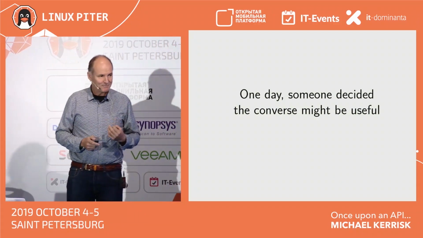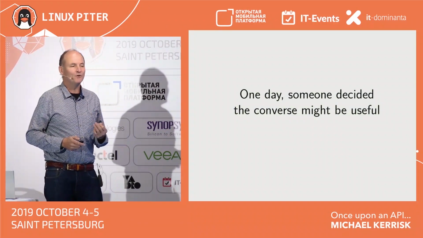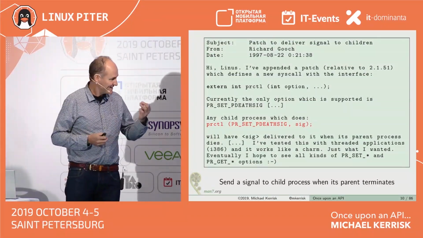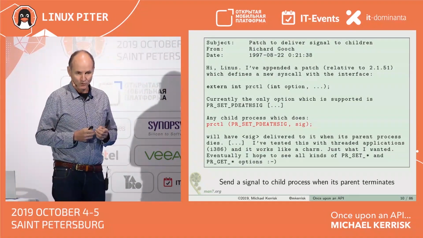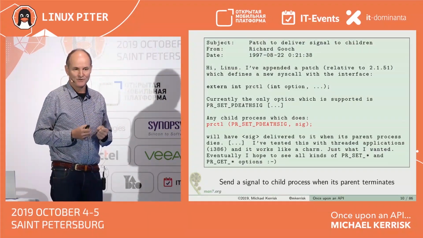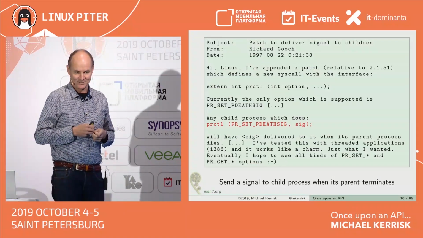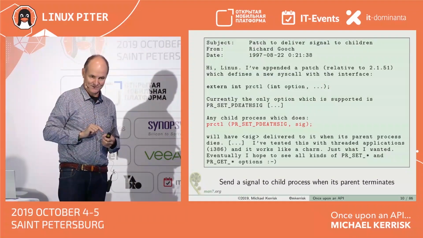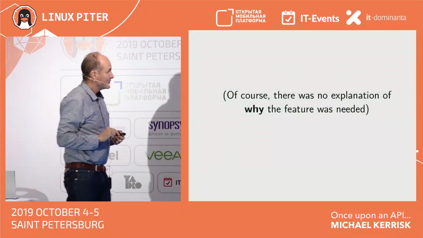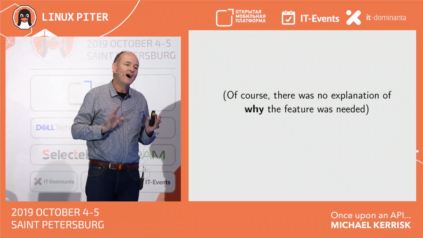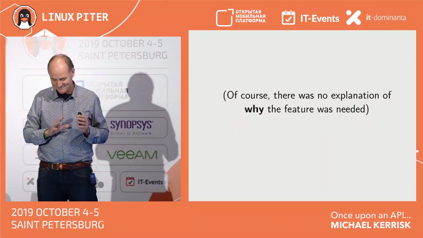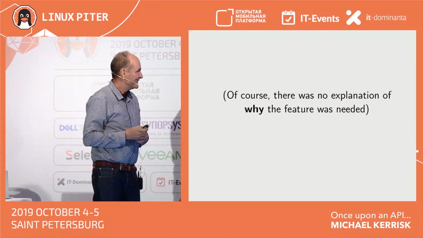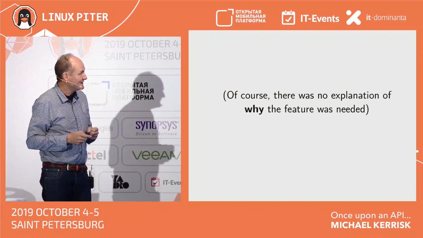One day on Linux, someone decided it would be useful to have the converse, and an email message was sent to Linus on the list saying, look, I'd like to add this feature: a new system call called prctl, where you could set something called the parent death signal. The idea was that when the parent process terminated, the child would get a signal. There was no explanation of why that feature was needed. This is a consistent pattern over the years: I just want it. It was a pattern back then as well.